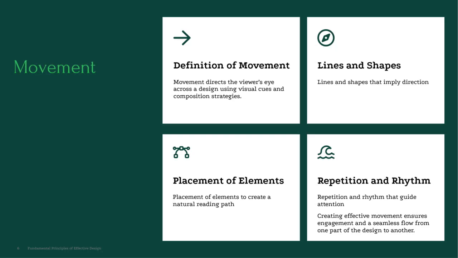Movement in design is all about guiding the viewer's eye through the visual story we want to tell. It directs attention using visual cues and smart composition. One way to create this flow is through lines and shapes that suggest direction, helping the eye naturally follow a path. Another key factor is how we place elements. Positioning them thoughtfully creates a natural reading path that feels intuitive and comfortable.